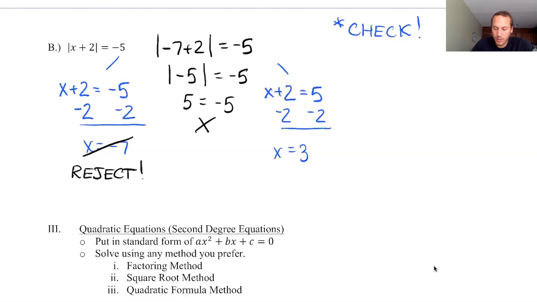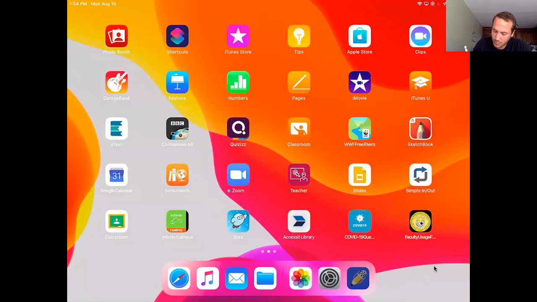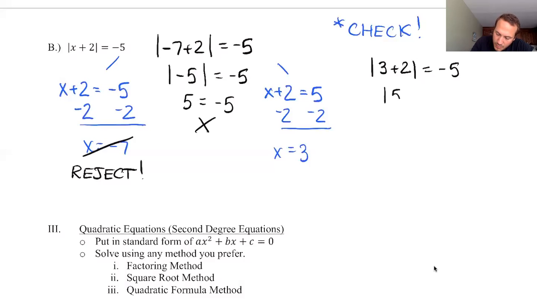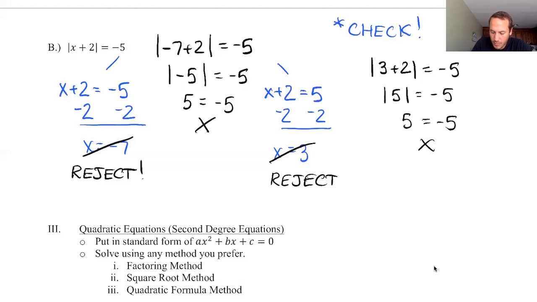This one won't work. So let's see, maybe this one does. 3 plus 2 is equal to negative 5. Sorry, everyone. Absolute value of 5 is equal to negative 5. Now again, I'm in the same situation here where I get 5 is equal to negative 5. This one doesn't work out either. So what happens when both reject? This is what I was talking about before. My answer is just no solution.